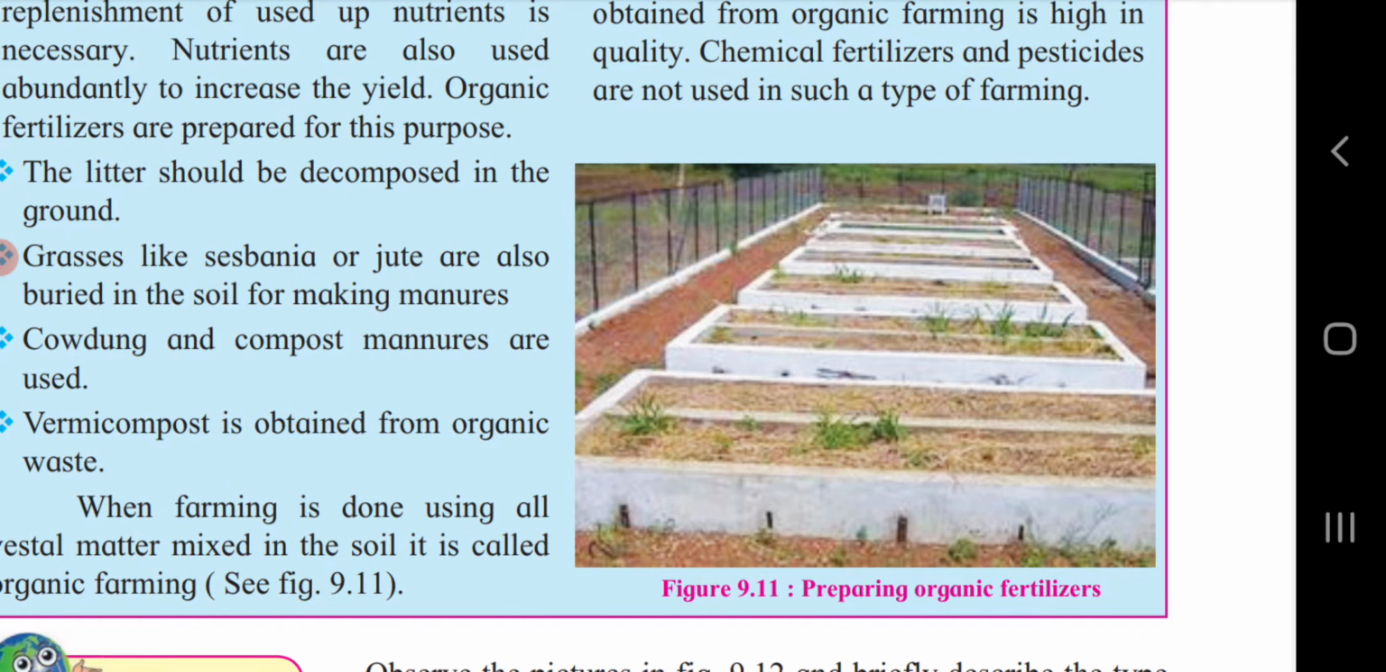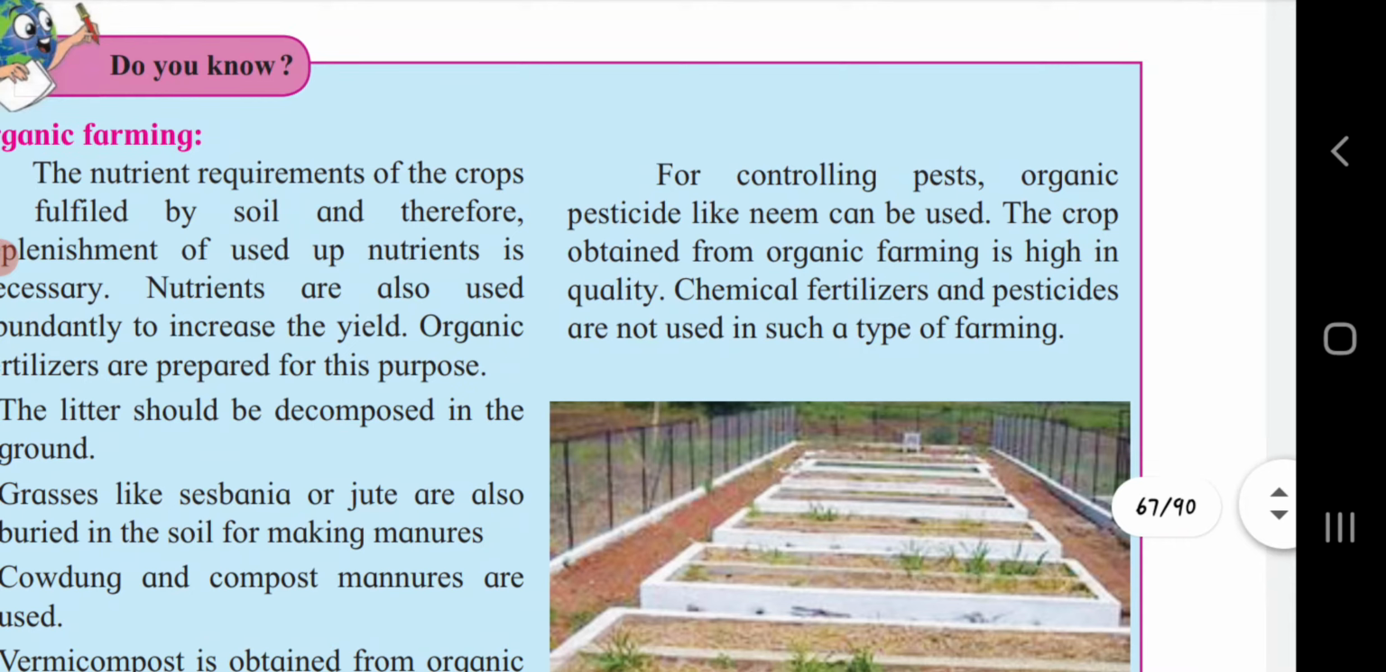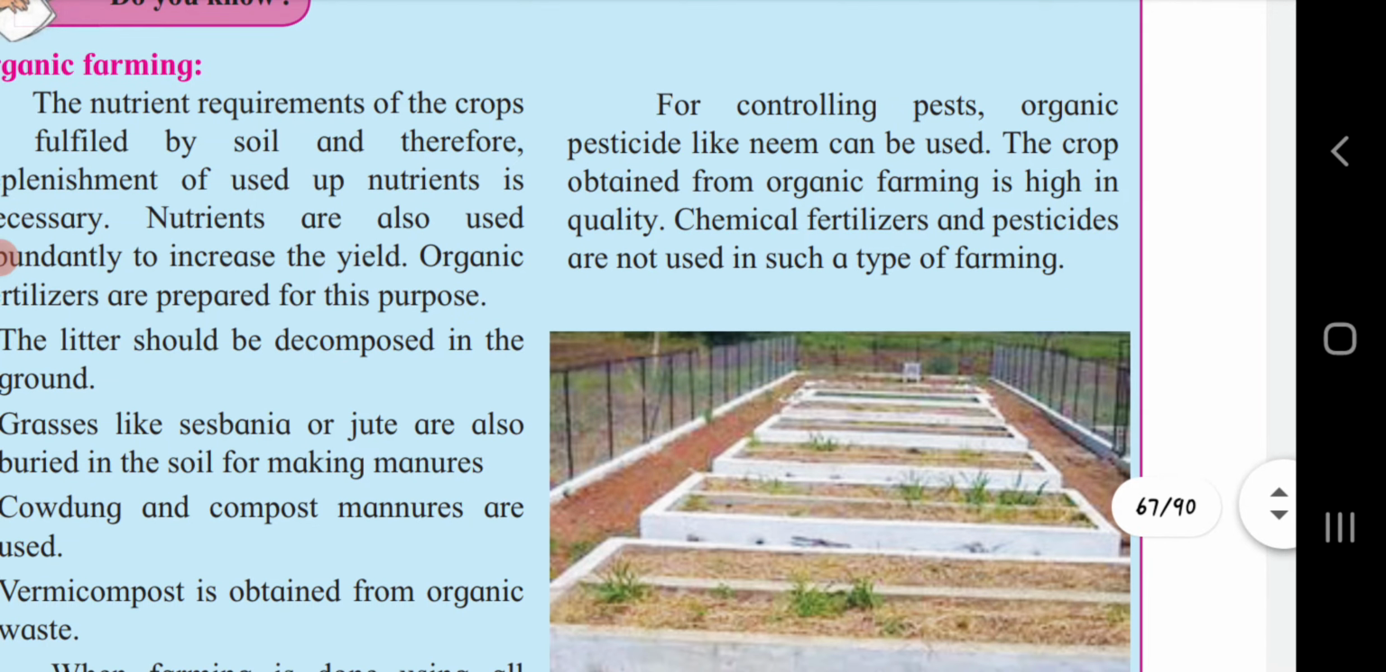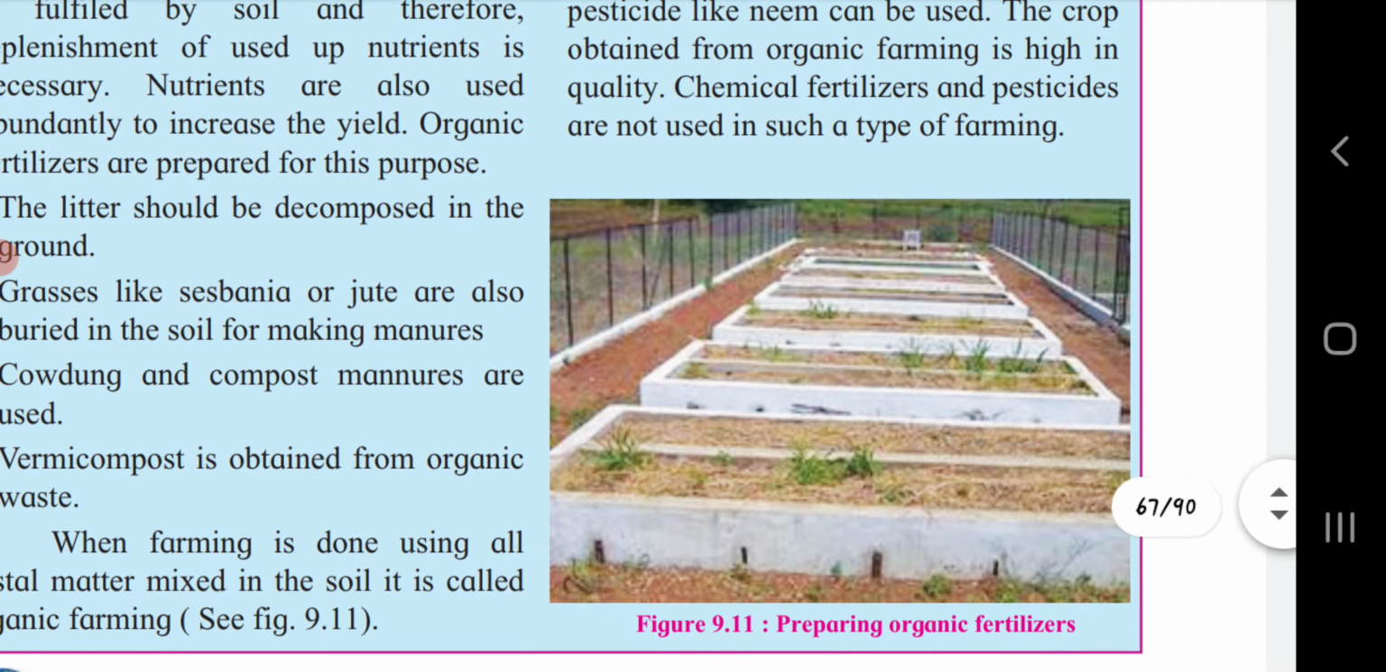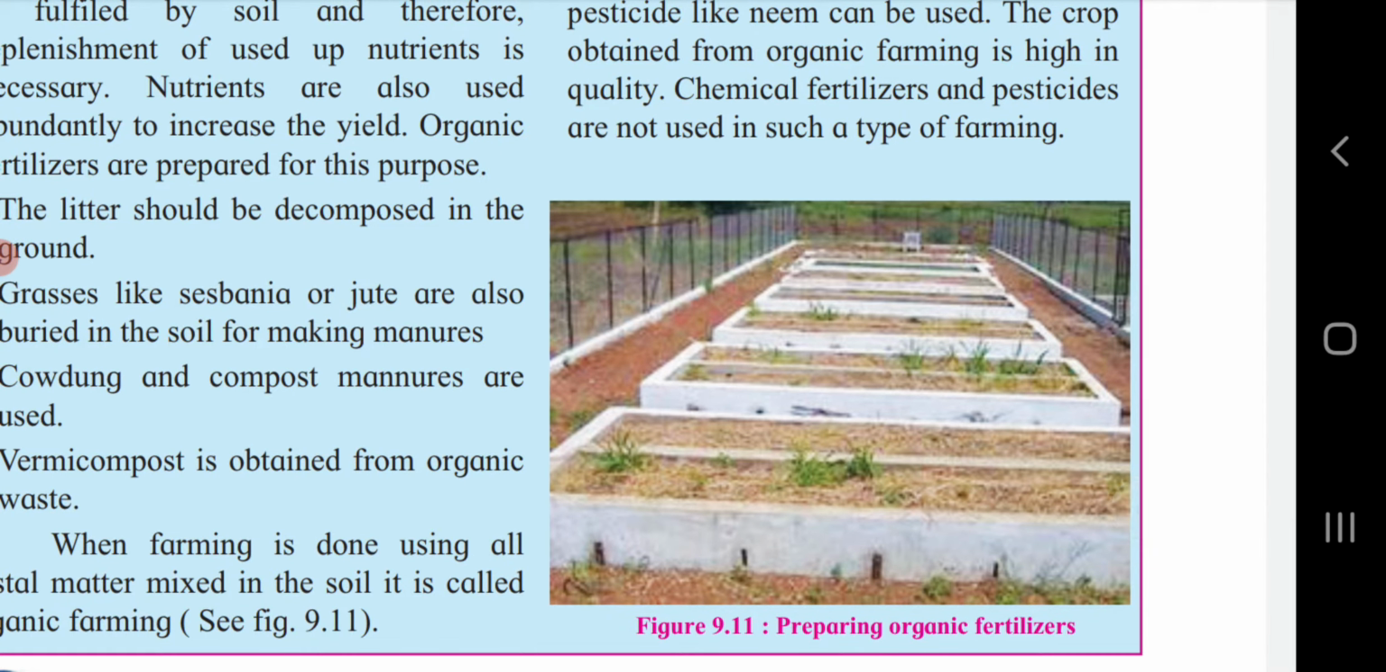For controlling pests, organic pesticides like neem can be used. The crop obtained from organic farming is high in quality. Chemical fertilizers and pesticides are not used in such types of farming.